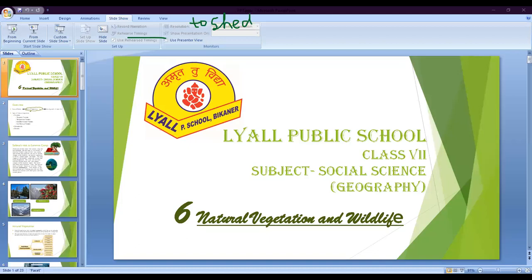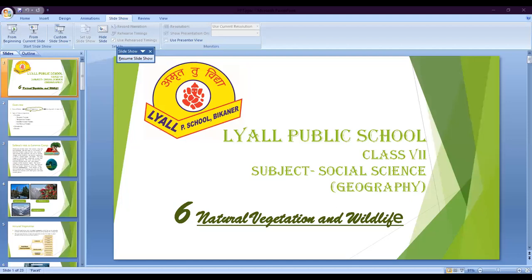Okay, so now let's move to the explanation part. Tropical deciduous forests are also called monsoon forests. What do we call tropical evergreen forests? Tropical evergreen forests are also known as tropical rainforests, and tropical deciduous forests are also known as monsoon forests. Where do we find these types of forests? Normally we find them in India, Northern Australia, and Central America.